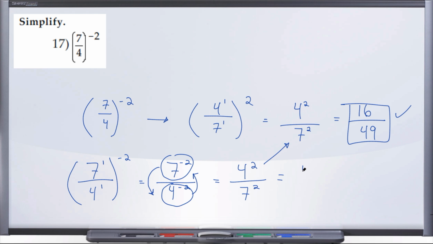4 squared is 16. 7 squared is 49. So we get to the same answer either way. So whatever your preference is, but you should end up with the same answer. And in this case, 17 is 16 over 49.